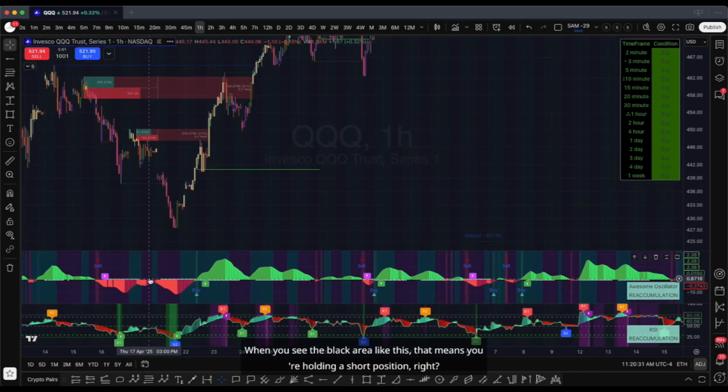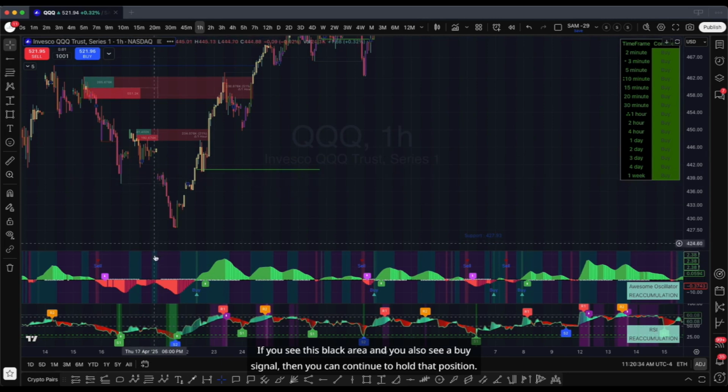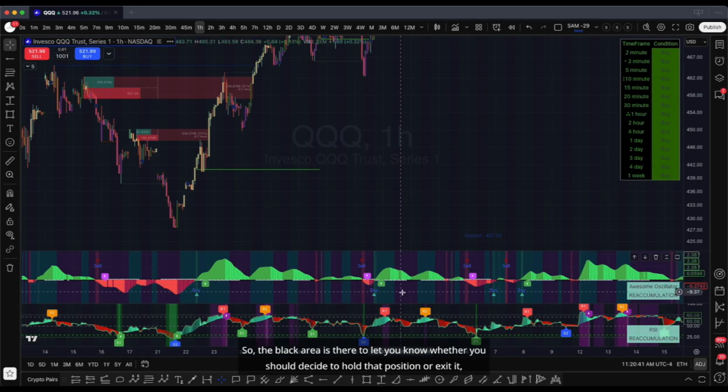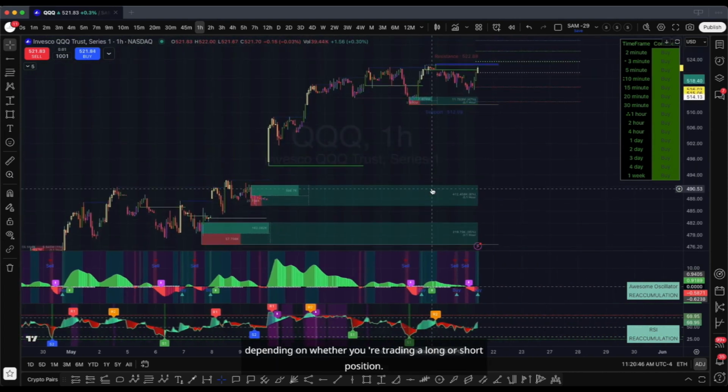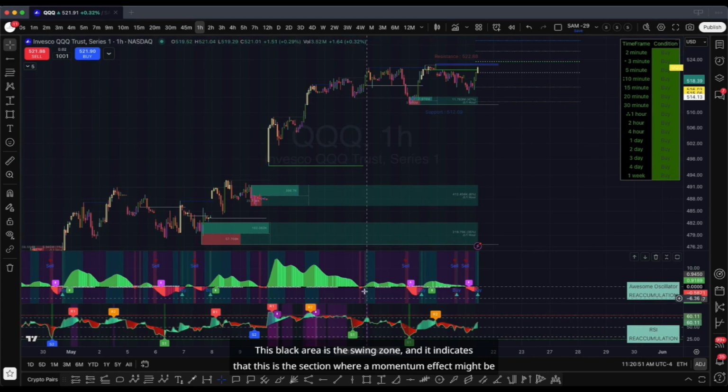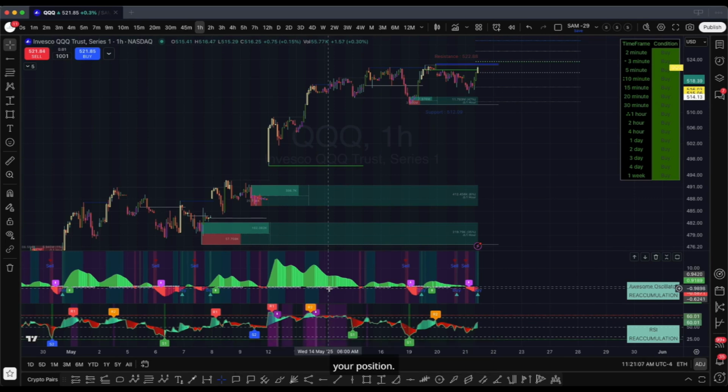If you see this black area and you also see a buy signal, then you can continue to hold that position. So the black area is there to let you know whether you should decide to hold that position or exit it, depending on whether you're trading a long or short position. This black area is the swing zone, and it indicates that this is the section where a momentum effect might be created. You can hold on if you predict an uptrend or downtrend. Then in that area you can continue to hold your position.